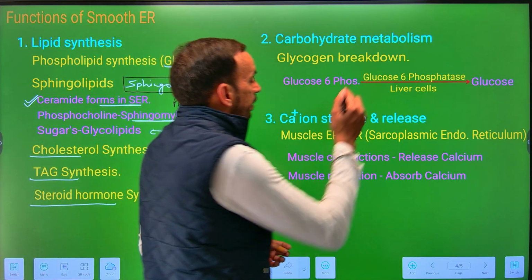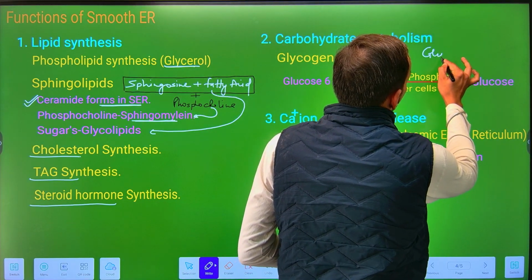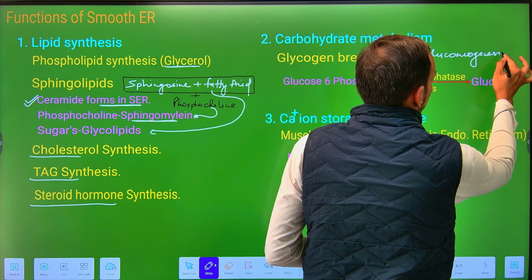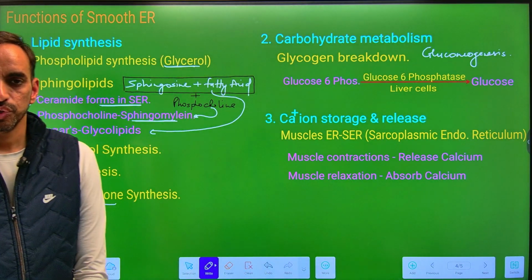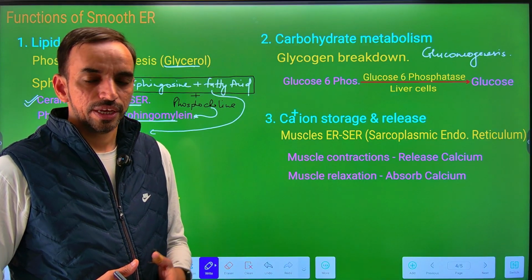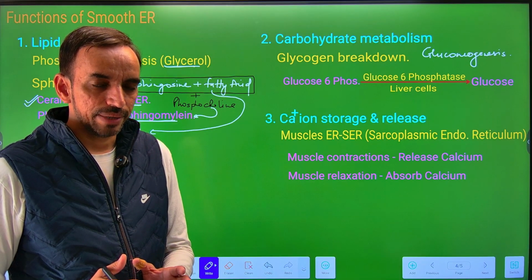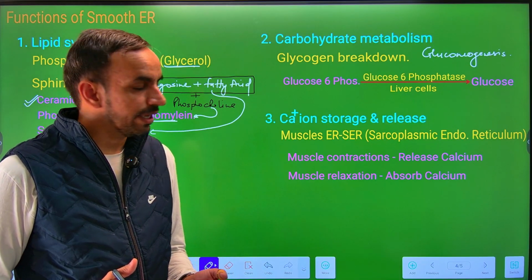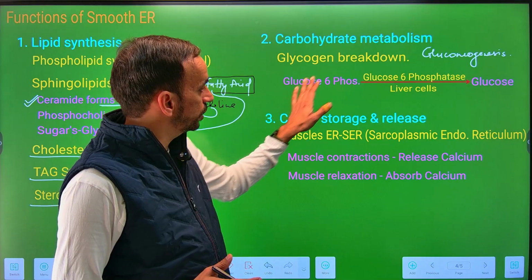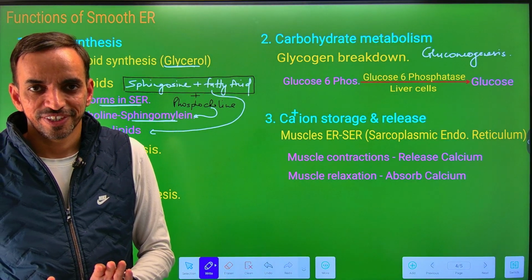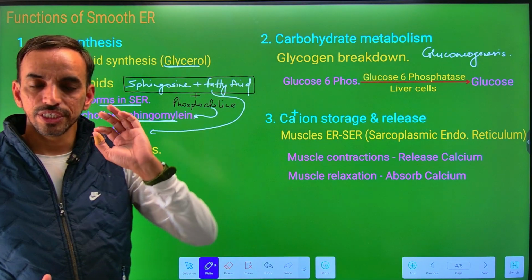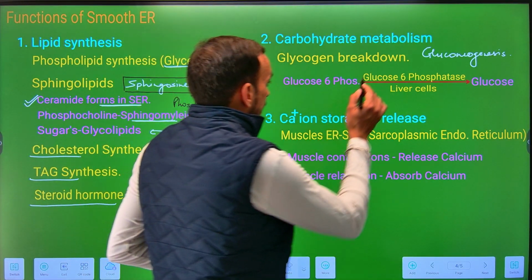During the process of gluconeogenesis, as we studied in our biochemical pathway, it is the complete reversal of glycolysis except the three irreversible steps. We discussed the three irreversible steps, and one of the irreversible steps was the conversion of glucose 6-phosphate into glucose.